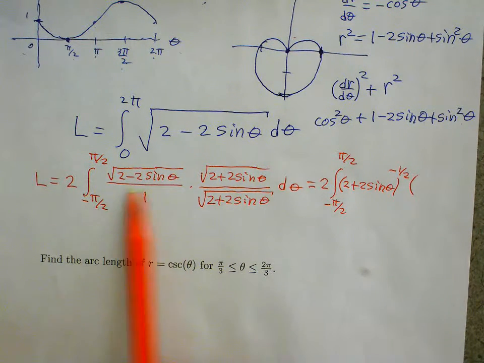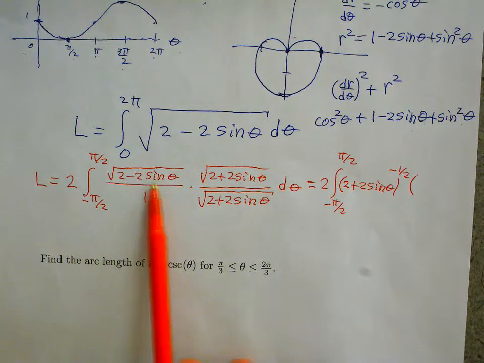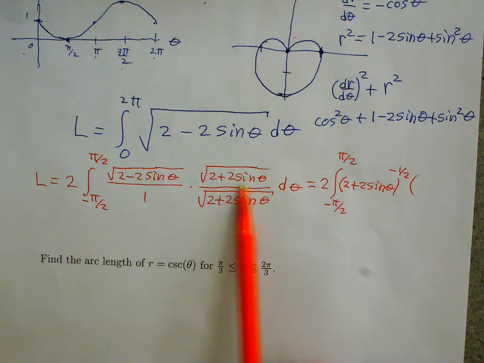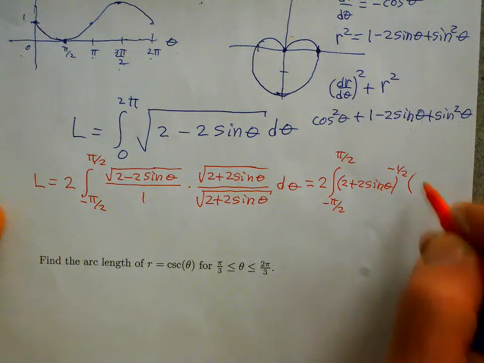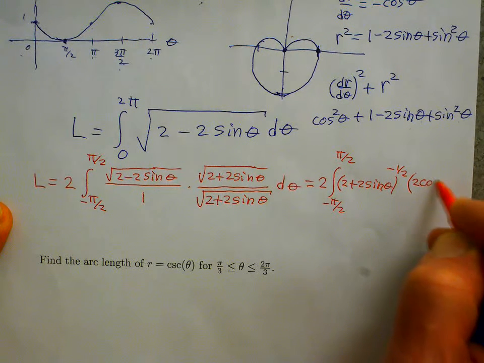And when we simplify the square root of 2 minus 2 sine of theta times the square root of 2 plus 2 times the sine of theta, we're going to get the square root of 4 minus 4 times sine of theta squared. But 4 minus 4 times the sine of theta squared is, using a Pythagorean identity, 4 times the cosine of theta squared. And when we take the square root of 4 times cosine of theta squared, we're just going to get 2 times cosine of theta.